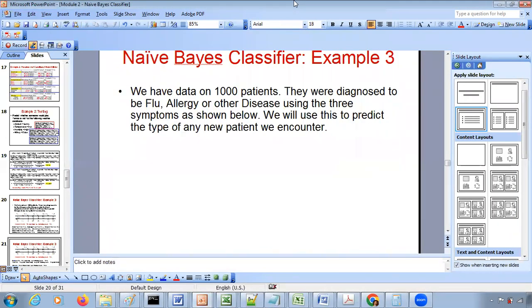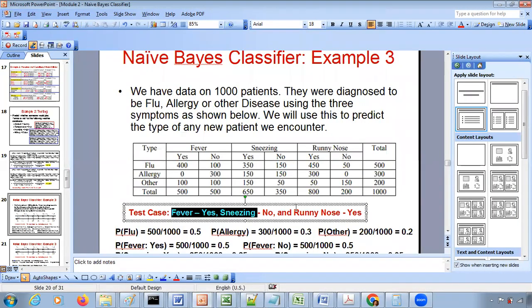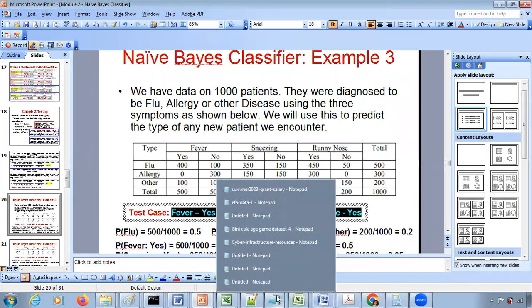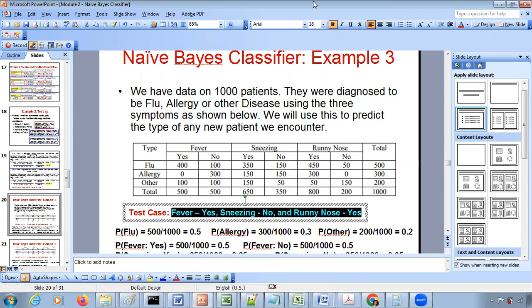Okay, so the test case is also given here. Fever is yes, sneezing is no, and runny nose is yes. So these are the feature values. You have to now compute the probability for each of the three diseases: flu, allergy, or other. And whichever is larger, we say the person is predicted to have that disease.